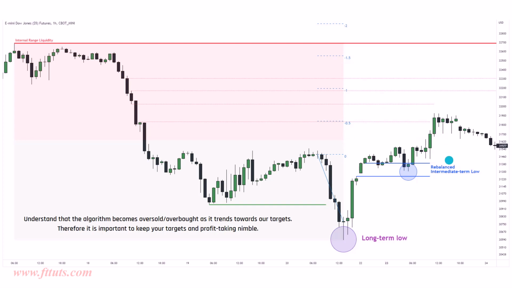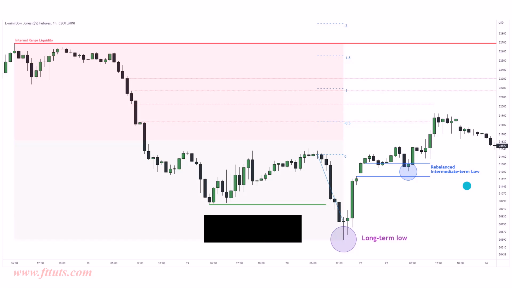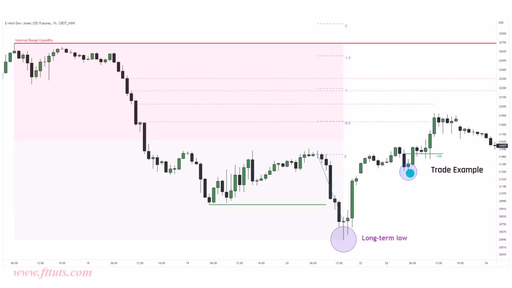So here we have a rebalanced intermediate term low. We're going to frame a trade setup with this intermediate term low, and we're just going to target 0.5 swing projections, and we're going to blend that with a fair value gap. So after that intermediate term low is formed, we can see we print an order block here. We have an aggressive retest on that order block. If you look closely, there's a fair value gap too. So order block, fair value gap, that's a high probability order block. You can enter here, stop here, and just target the 0.5 swing projection.